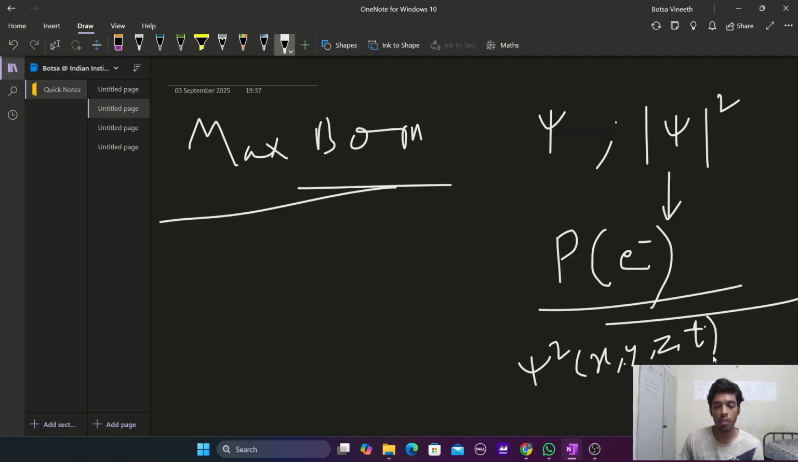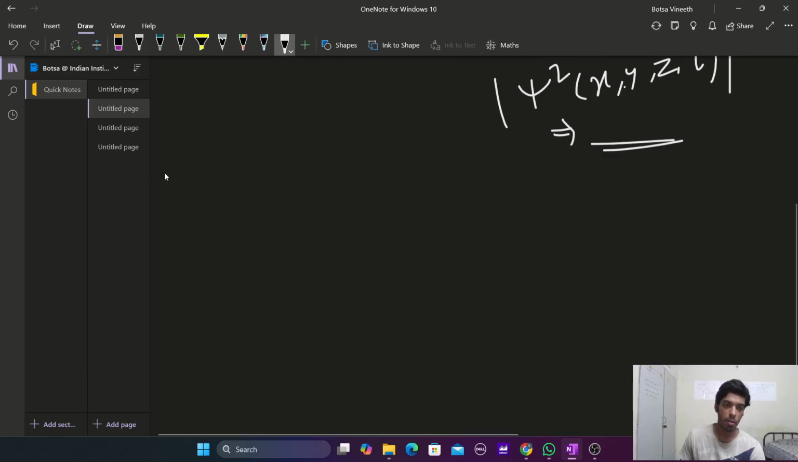So if we substitute the coordinates and the time at which we want it, we will get the probability of the electron existing at that particular time and this particular position. We get that probability. But we still didn't answer the other questions.